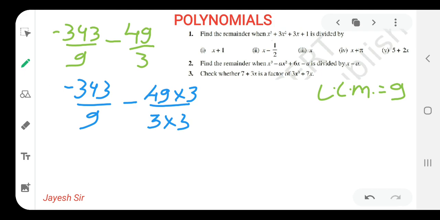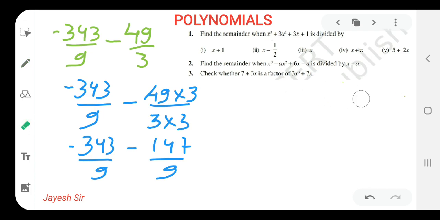You all might be facing problem to multiply 49 into 3. So how can we easily solve? But I know how to multiply, so I will directly write our answer is minus 147 upon 9 and minus 343 upon 9. As our denominator is same, so we can now further easily solve it. What we can do, we will write the denominator as 9 and minus 343 minus 147 as it is.